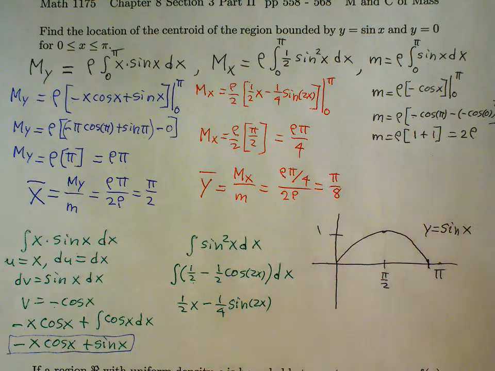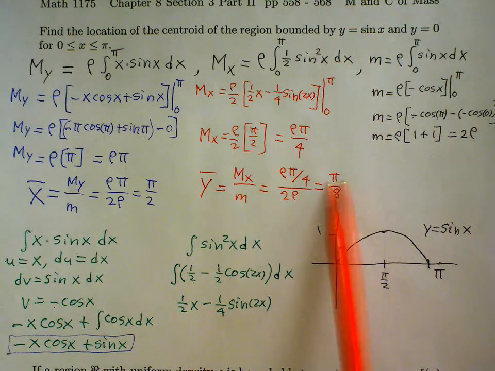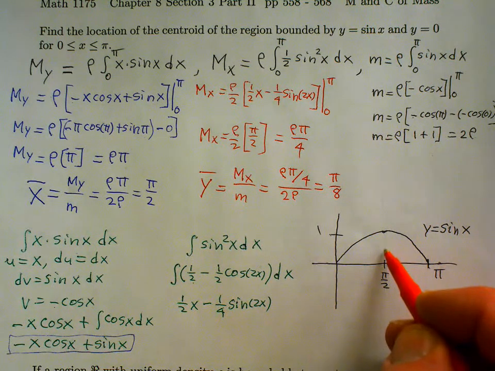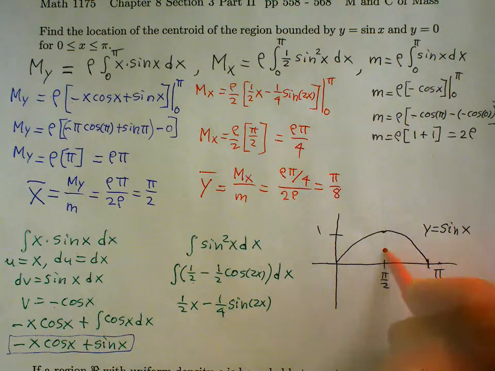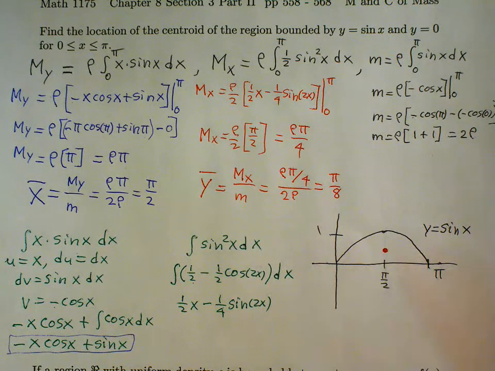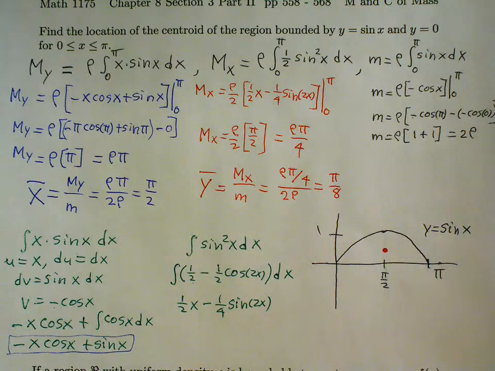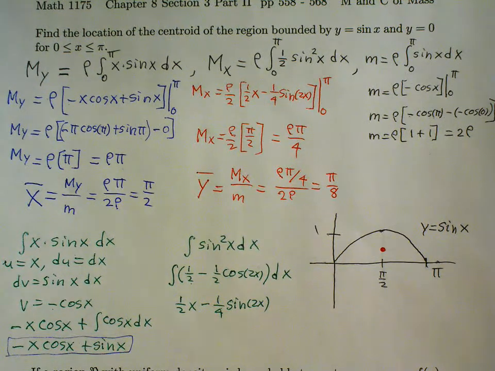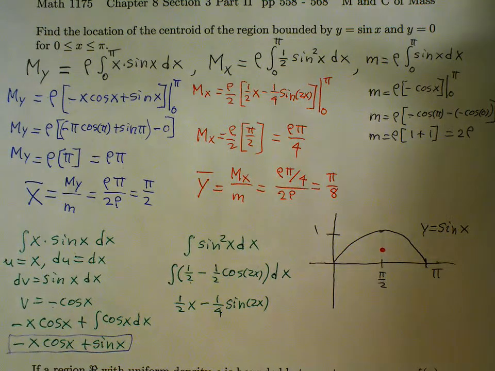And the y-coordinate, pi divided by 8, well, pi is about 3.14, so this is pretty close to 3/8, a little bit less than 1/2. So the centroid is right about there. All right, let's move on to the next part.